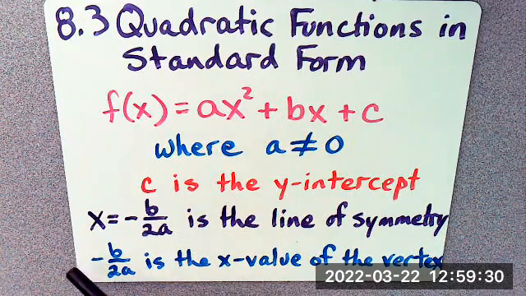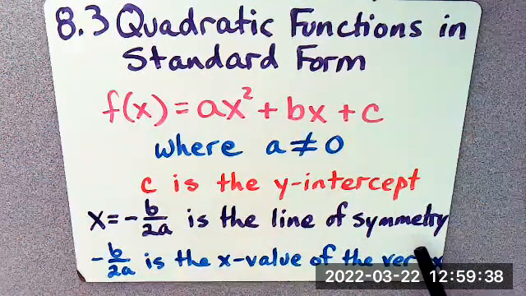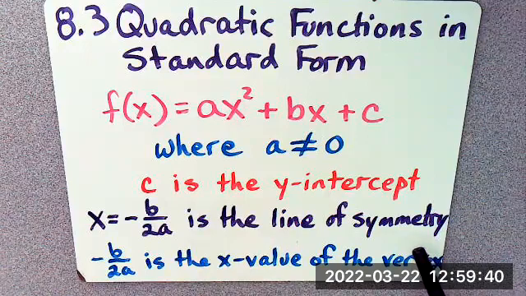Okay, we also have a special equation that should be in everyone's notes and embedded in their memory. X equals negative b over 2a is the line of symmetry for the parabola of this quadratic function. Also, the negative b over 2a is the x value of the vertex. So those are some important things to note.